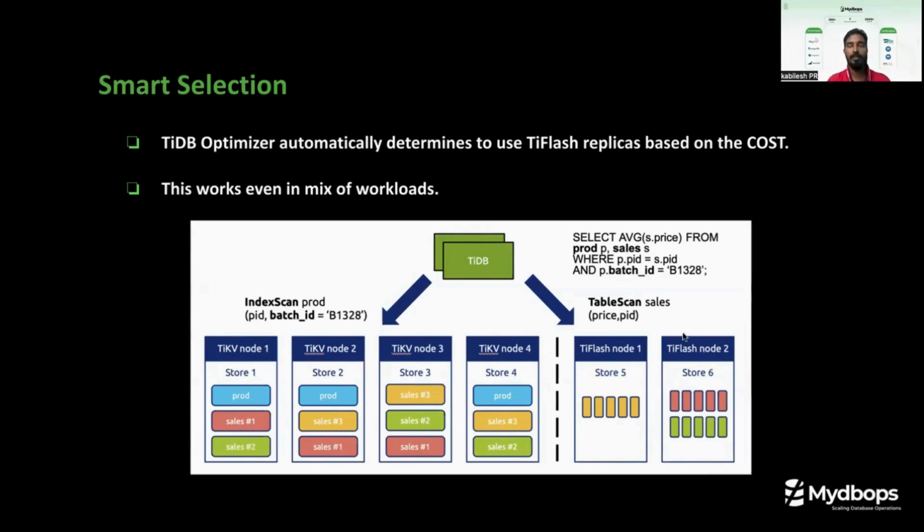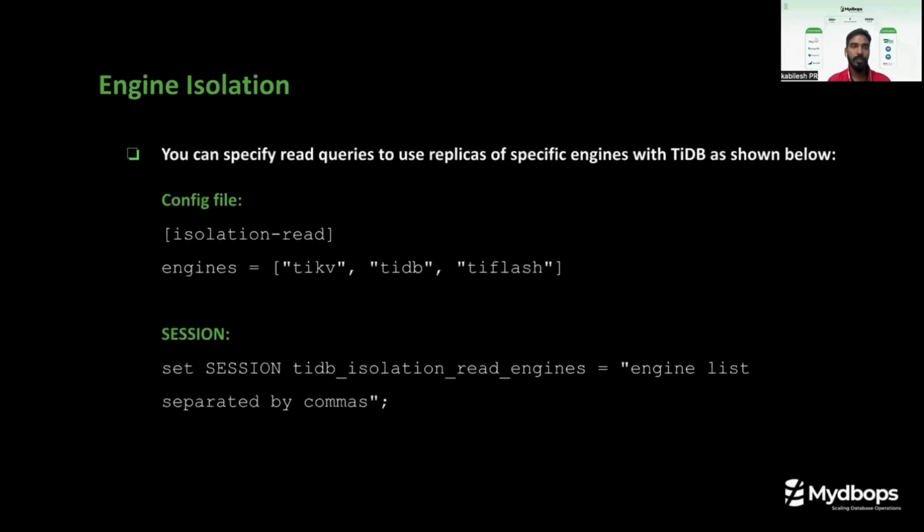For example, here is an example for smart selection. You have a query, that means you can see the select average price by sales start. It is a mix of workload. That means in a single query, you have both the point workload as well as the analytical workload, that is a table scan. So what TiDB does is, based upon the optimizer, it chooses to use TiKV for your point query for the batch ID, and it uses TiFlash if the TiFlash replica is enabled for this particular table within the same query, and aggregates and sends back your result. So this does not require any manual intervention. This is automated.